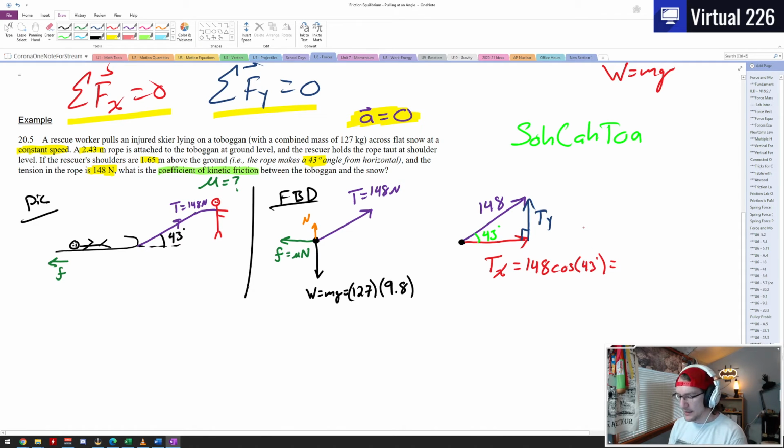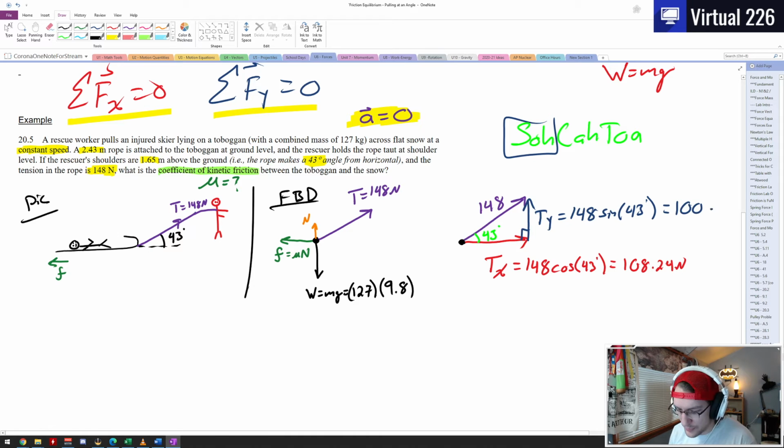And if we calculate that, 148 times the cosine of 43, oops, use the right buttons, we get 108.24 newtons. And if we do this for Ty, this is our opposite side here, and using the hypotenuse, that'll be a sine term. So this will be 148 multiplied by the sine of 43. So 148 times the sine of 43 degrees gives us 100 point, what is that? 94 newtons.